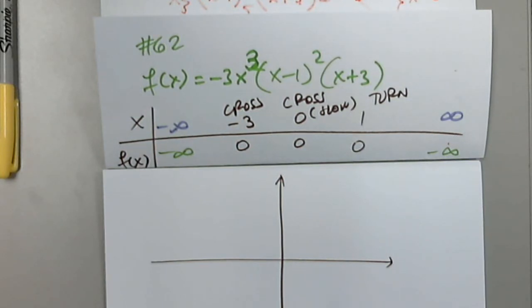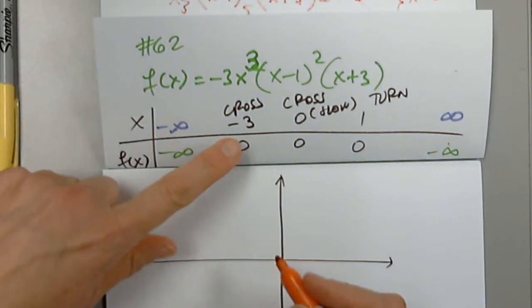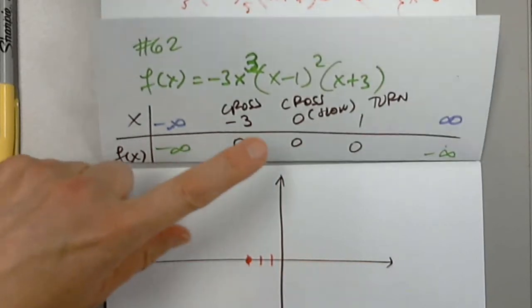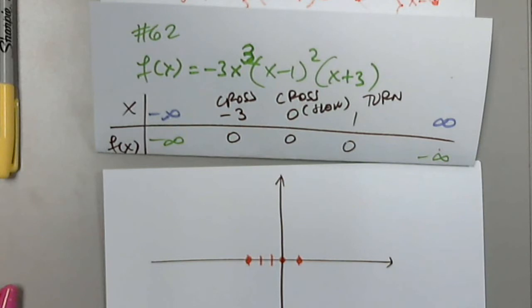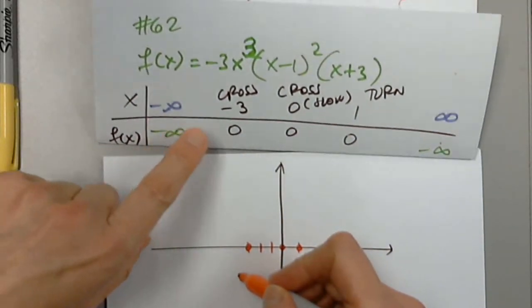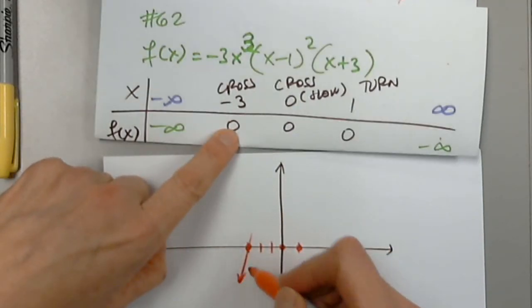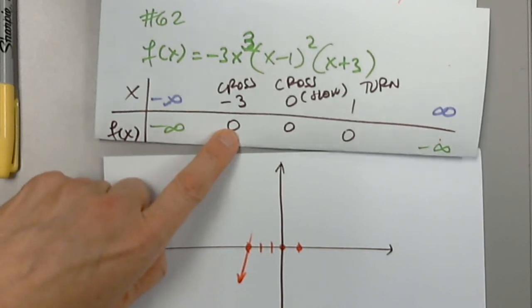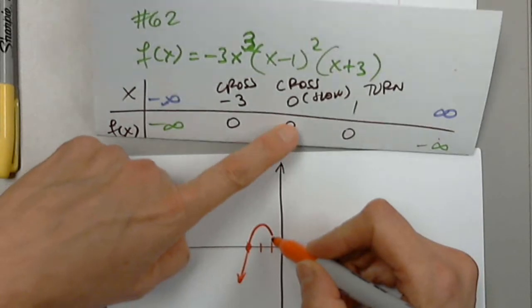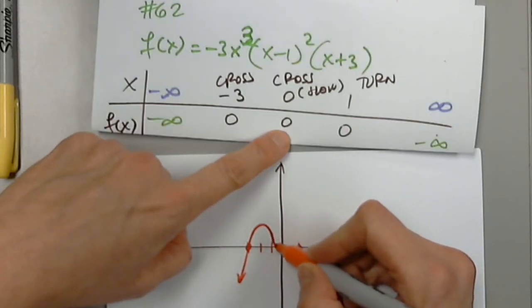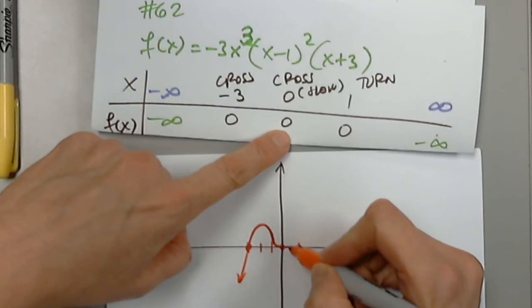I have the following: negative 3, 0. I have 0, 0, and I have 1, 0. One more time. Coming from negative infinity, it straight crosses at negative 3, 0. It must turn. Why? Because it has to come back and slowly cross at 0, 0.